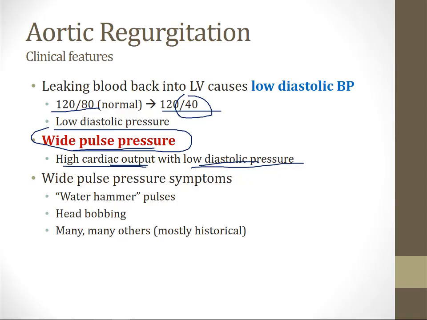But these patients could have water hammer pulses. These are pulses that were extremely vigorous because of the high cardiac output. Patients would sometimes have head bobbing because of the wide changes between the systolic and diastolic pressure, and there are many, many other classic findings in long-standing aortic regurgitation that are mostly historical.